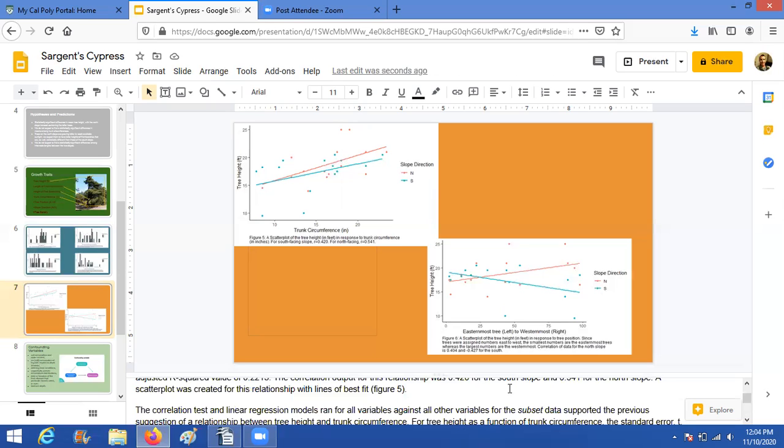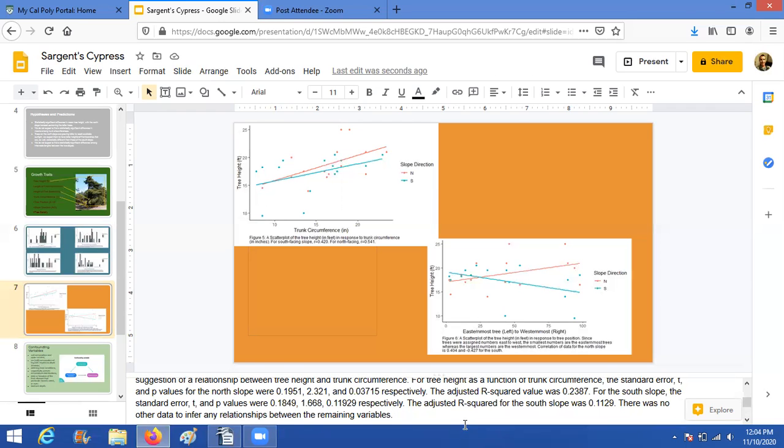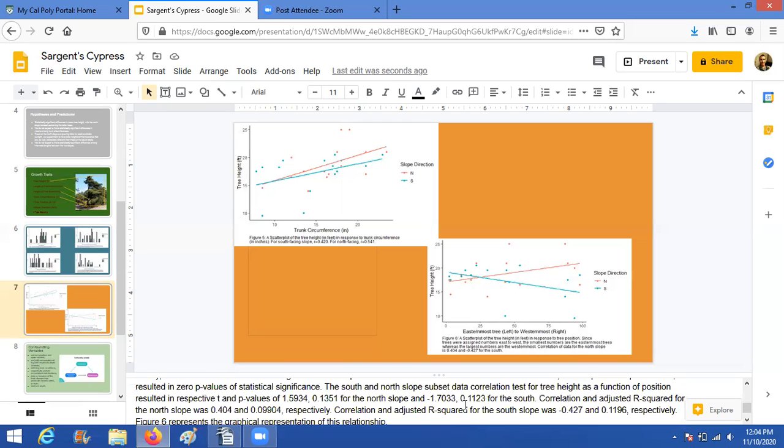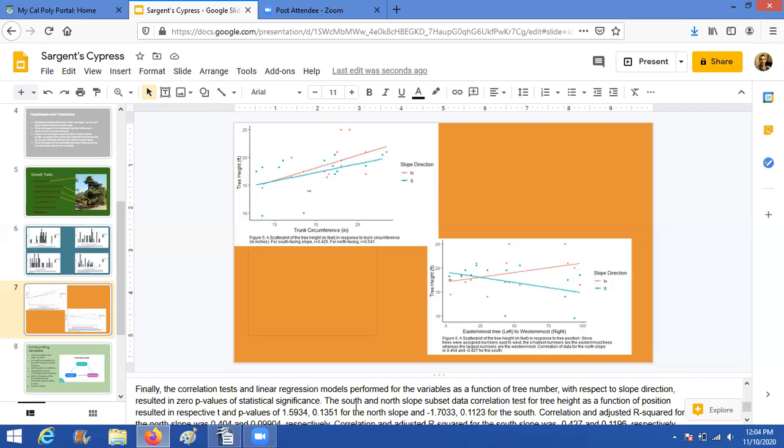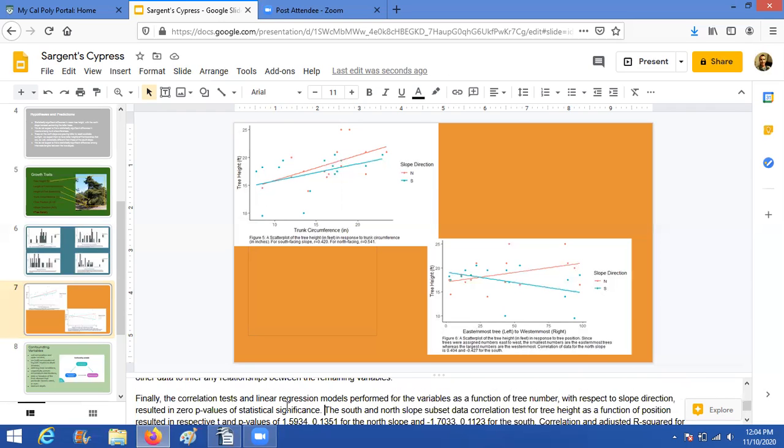We also ran a correlation test and linear regression model for all variables for the subset data. And what we found was a relationship between tree height and tree position that is not statistically significant, but with very low p-values. We have 0.1351 for the north and 0.1123 for the south, suggesting that this may be worth further exploration.